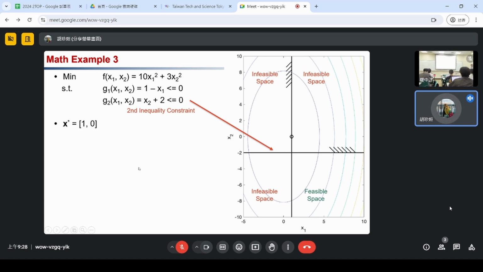Okay, let me give you more examples. Here's another example. Now I have a second rule. Not only do I need to stay on the right-hand side of the first line, so x1 is larger than 1, how about x2? x2 has to be smaller than -2. So it's a horizontal line and we need to stay at the bottom of it. So now I need to satisfy two rules. Can anyone tell me what's the solution?